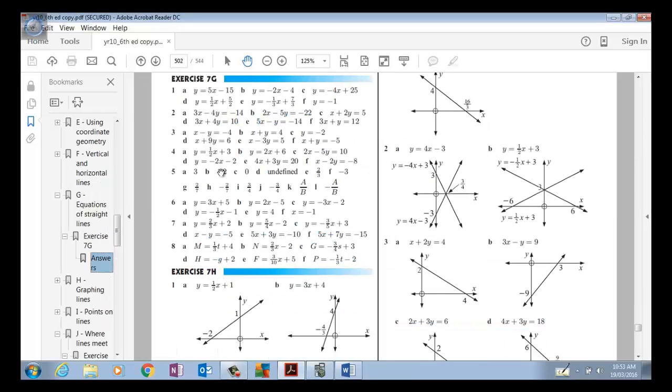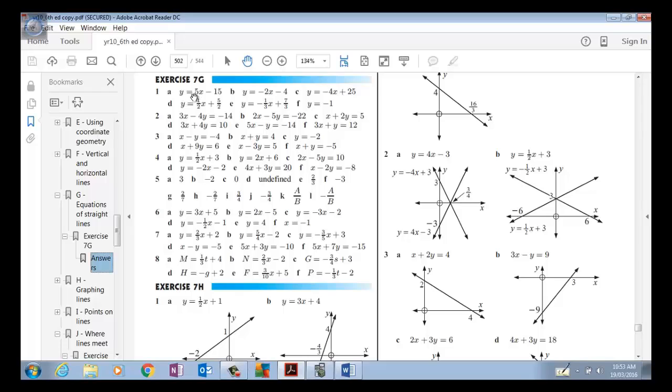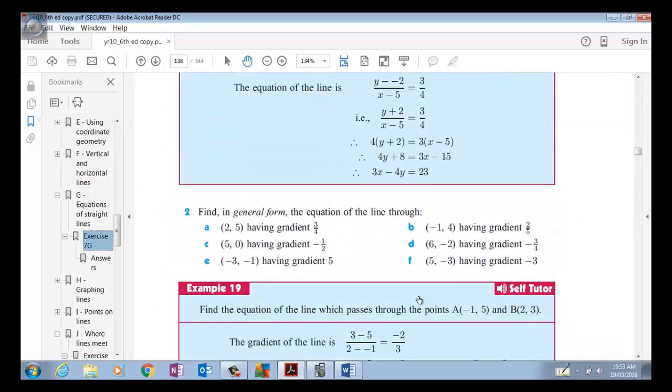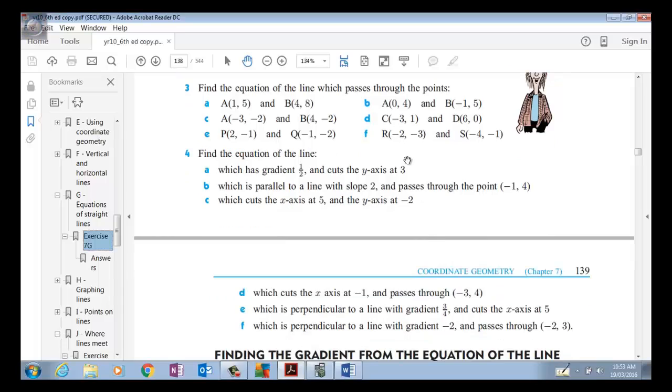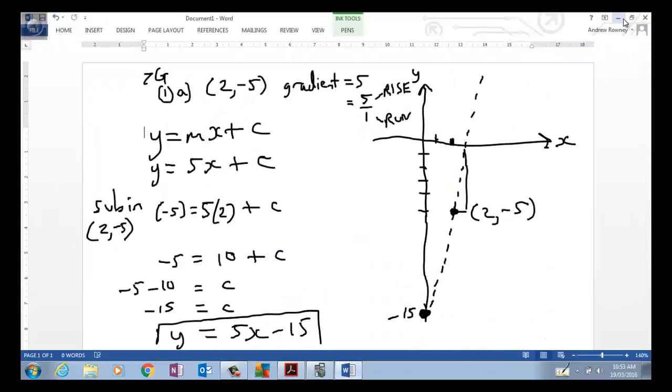Okay, here are the answers to 7G1: A, B, C, D, E, F. Now we'll just jump to question 3, just to show a different way it can be asked. This is: find the equation of a line passing through 2 points. They don't give you the gradient, but we can work out the gradient. So I'll do that first one.